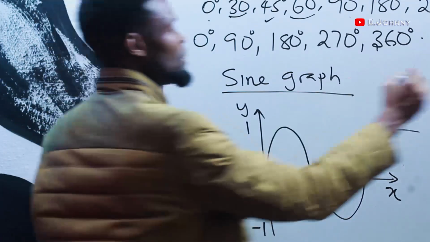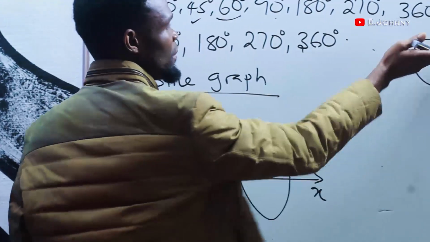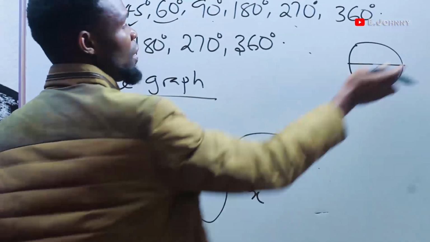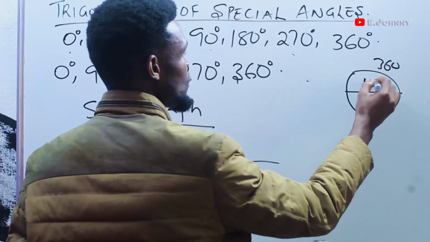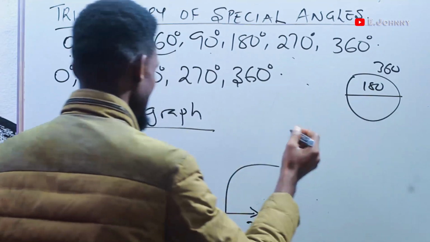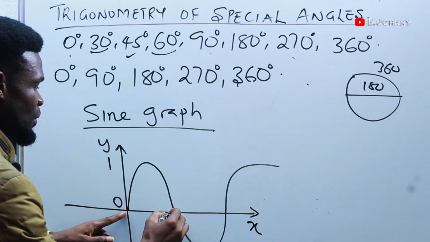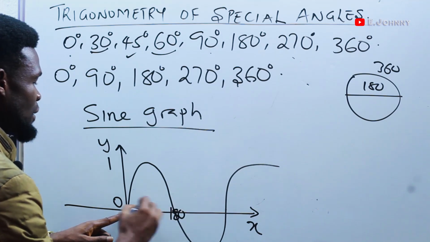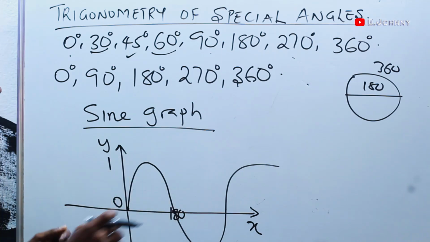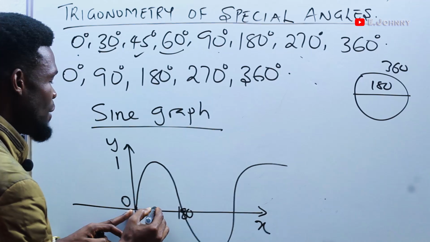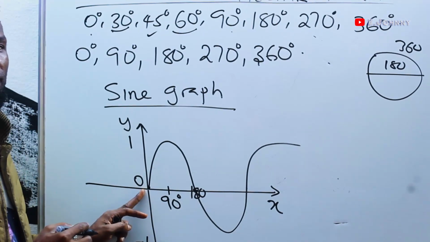Now, this is a circle. If I divide a circle into 2 equal parts, this is a semicircle, this is a semicircle. A full circle is 360 degrees, so half of a circle is 180. Which means that from here to here is half of a circle, which is 180. From here to here, half of a circle, which is 180. So if from here to here is 180, then half of it will be 90 degrees.